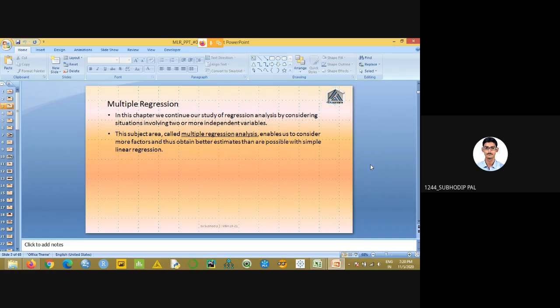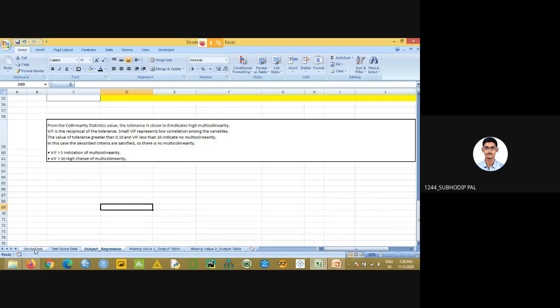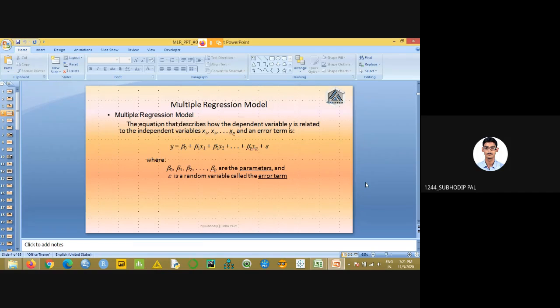So can we start with multiple linear regression? I hope it's clear to everyone, like simple linear regression. Yes. So in multiple linear regression, we all know that there will be more than one independent variable. This is the simple logic of multiple linear regression. There will be one dependent variable, but more than one independent variable. Can anyone give one example of multiple linear regression? What can be one example? Anyone?